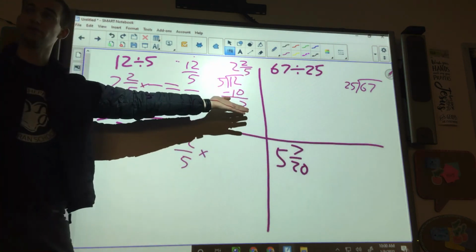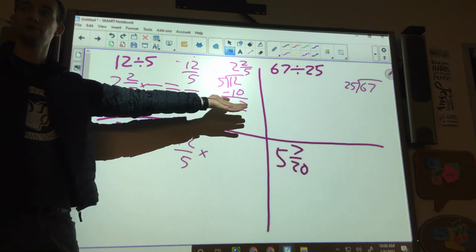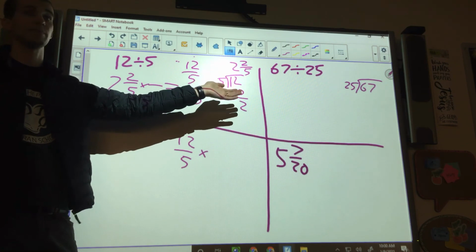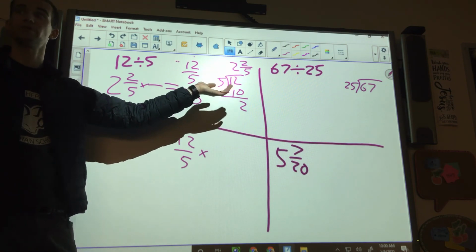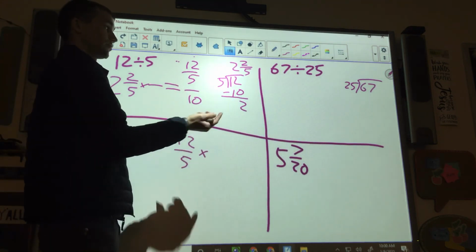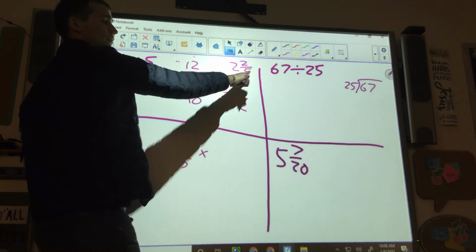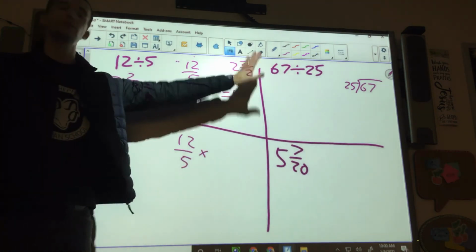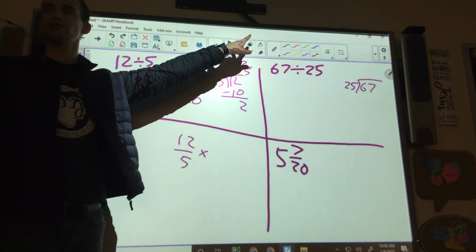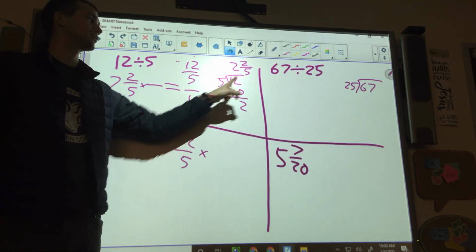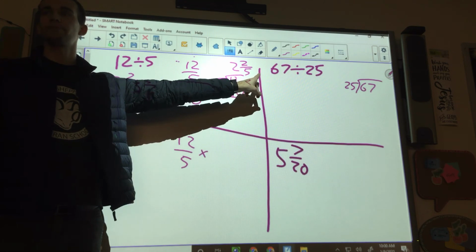You know how to do long division, yes? Okay, if you know how to do long division, this should not be too hard for you. This is something you learned last year. You have 2 left over, so 2 goes on top, and then 5 on the bottom. Anytime you have a remainder, you make a little fraction: the remainder goes on top, and this number goes on the bottom.